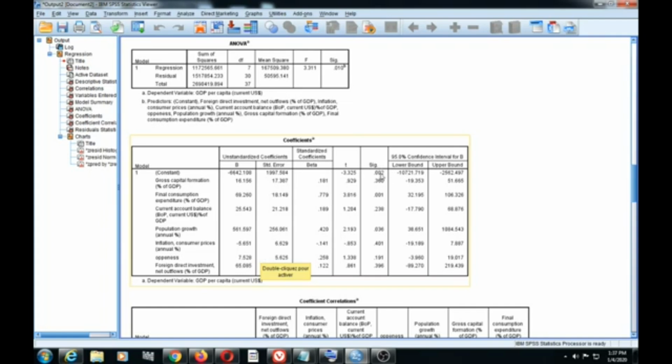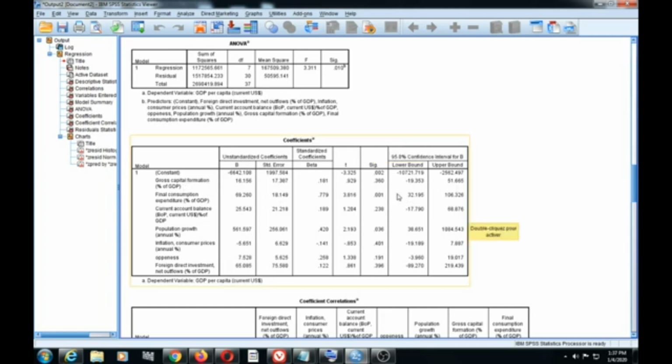We have a constant which is significant here because the p-value is less than 5%, if we choose a 5% level of significance. We also have gross capital formation, which has a coefficient that is not significant. The p-value is 36%, which is too high to consider that gross capital formation significantly influences GDP per capita.